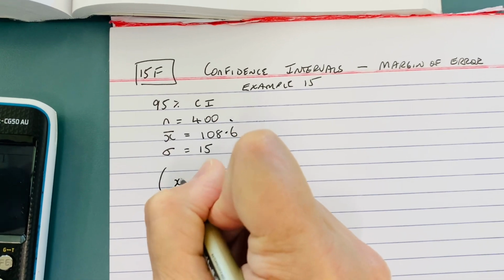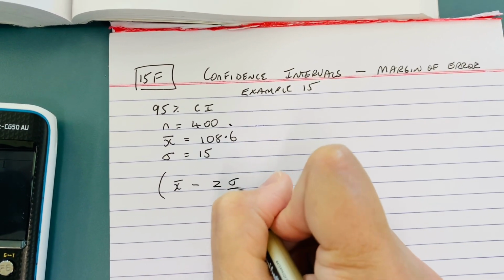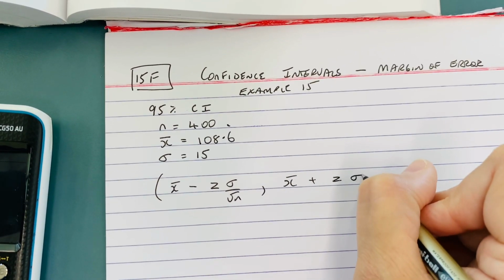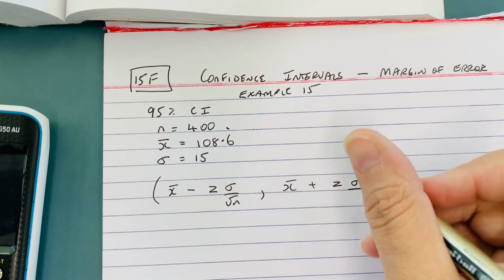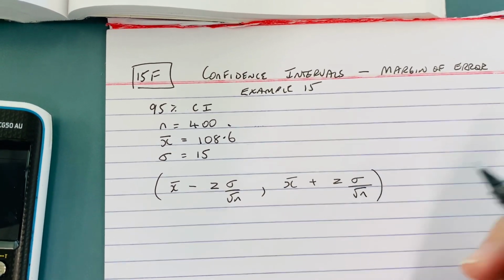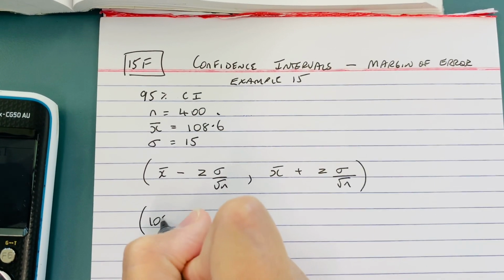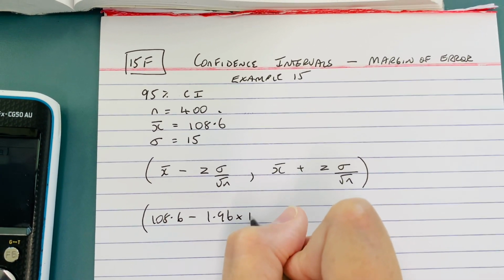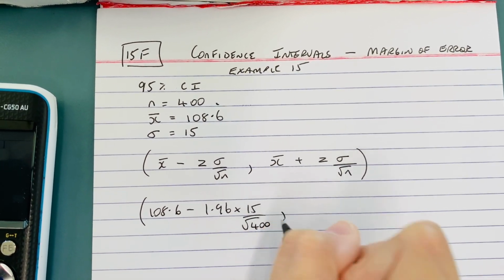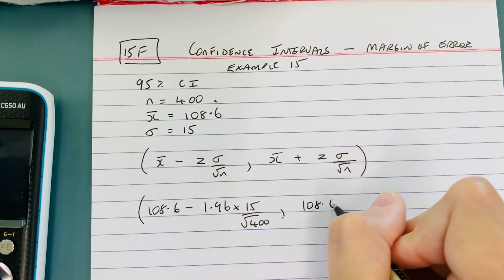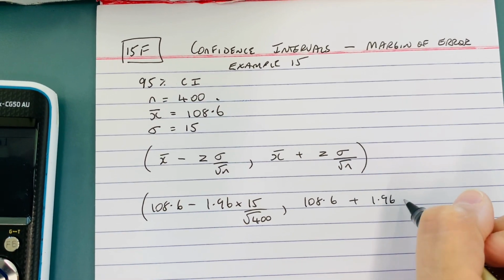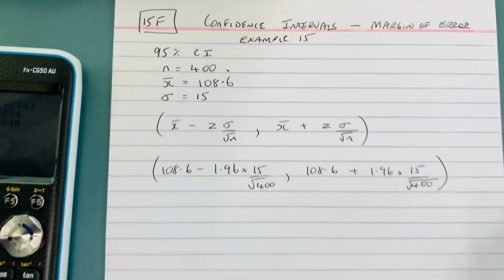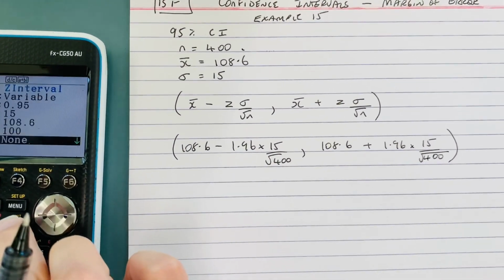Now remember, we can do our rule off our rule sheet. So if we were tech free, or we only had a scientific calculator, we can sub in. So it would be 108.6 minus 1.96 times 15 on square root of 400, and 108.6 plus 1.96 times 15 on square root of 400. Or we'll go to our calculator.